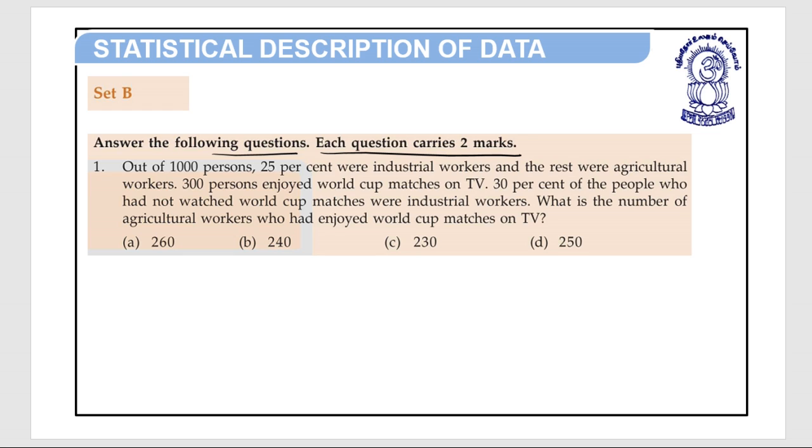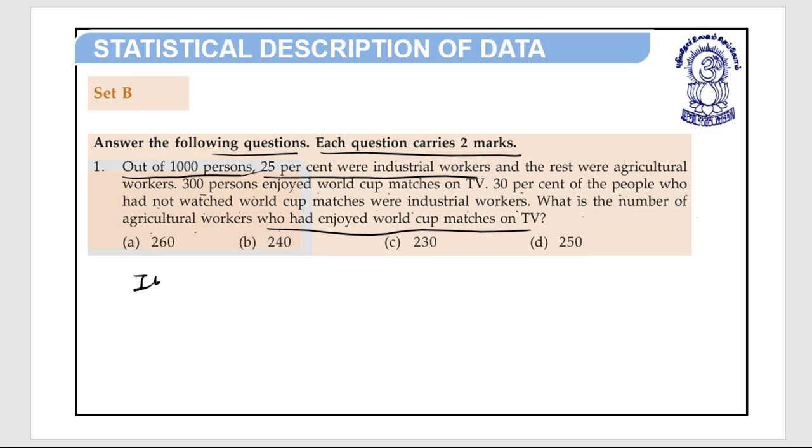So question number 1. Out of 1000 persons, 25% were industrial workers. Out of 1000, so total n is equal to 1000. And the rest were agriculture workers. 300 enjoyed World Cup matches on TV. 30% of the people who had not watched World Cup matches were industrial workers. What is the number of agriculture workers who had enjoyed World Cup matches on TV?